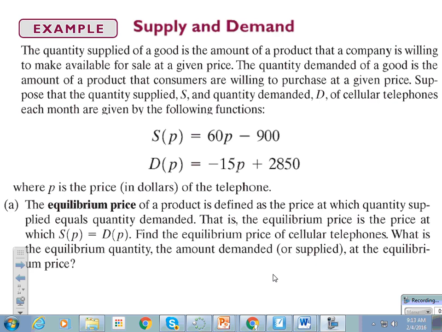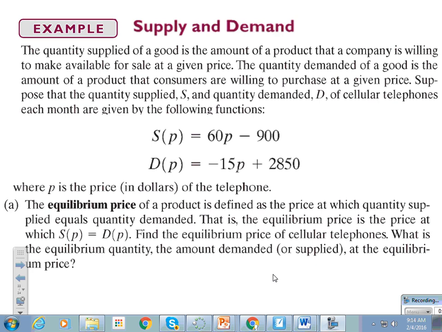The equilibrium price, so get your highlighter out and highlight equilibrium price, because if we're going to be assessed on this, then it's important to know what that is. Of a product is defined as the price at which quantity supplied equals quantity demanded. That is, the equilibrium price is the price when S of P equals D of P. Find the equilibrium price of cellular telephones. What is the equilibrium quantity? The amount demanded at the equilibrium price.